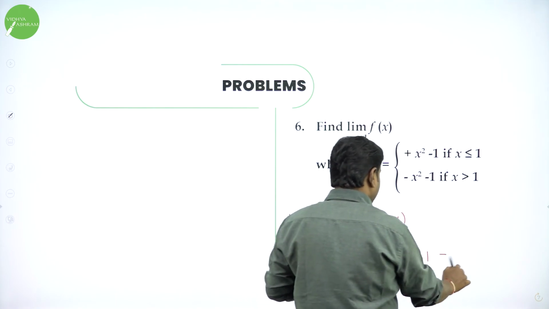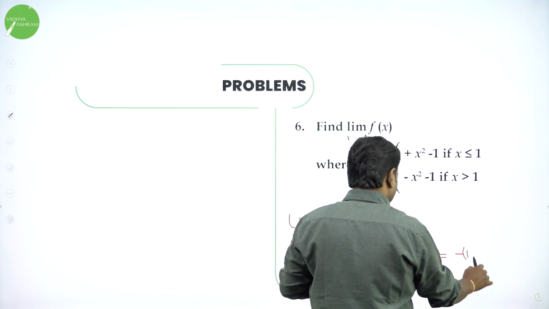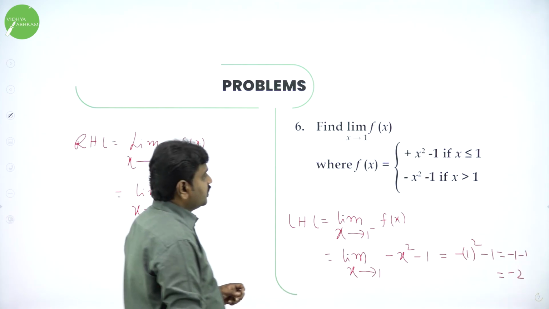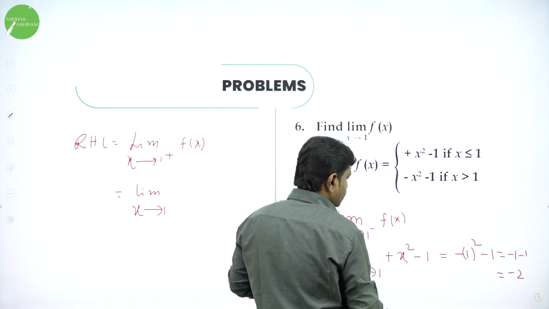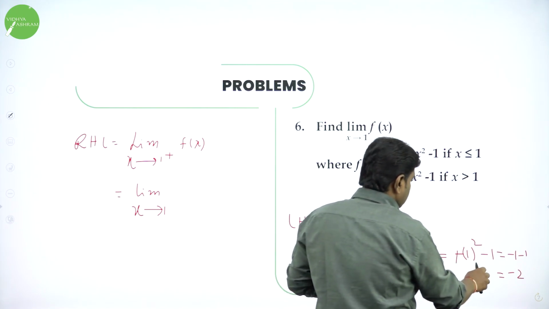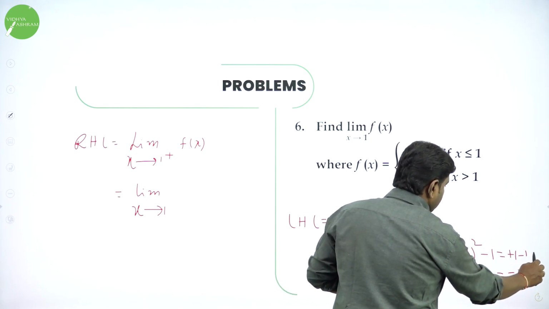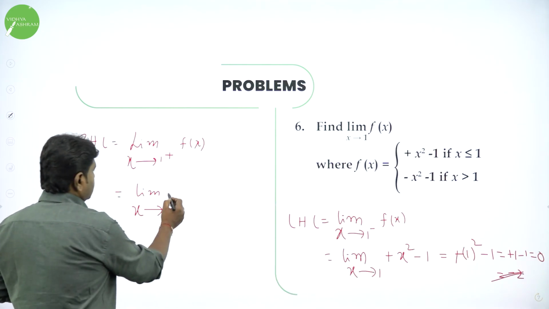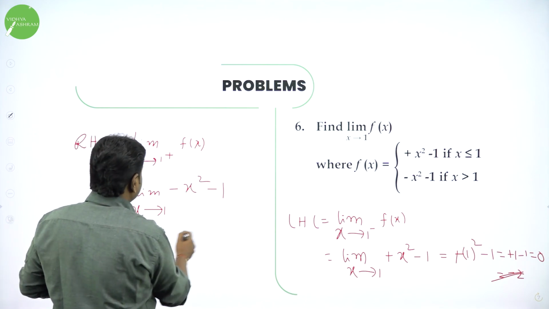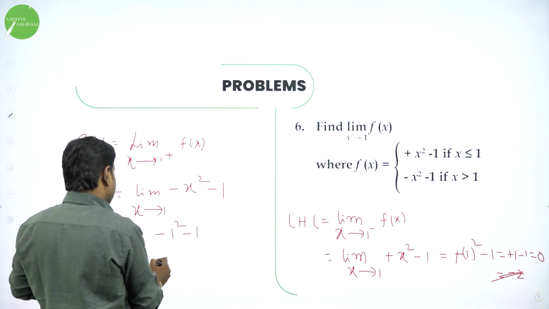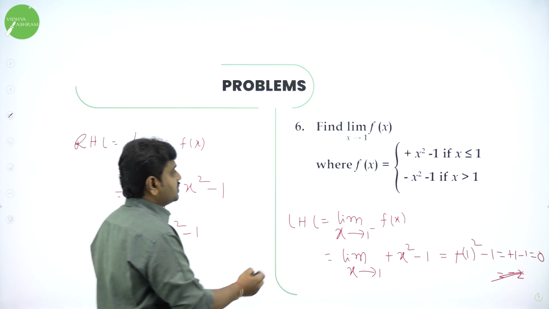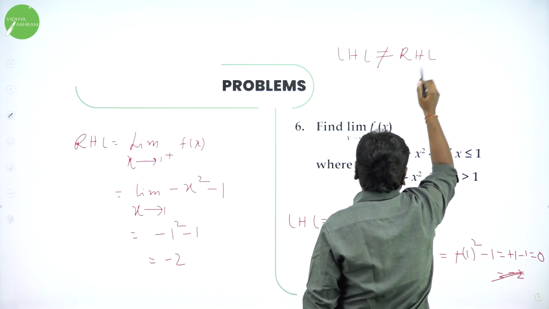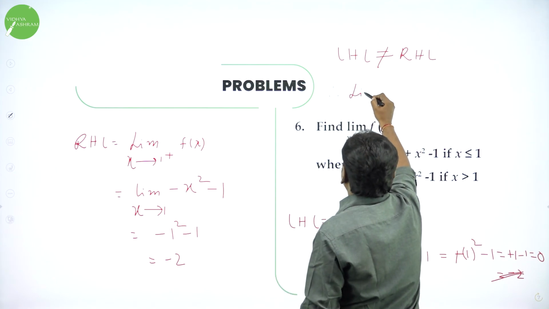Sorry, when x is less than 1, it is positive x square. So positive x square, it will become 1 square minus 1. It will be 0. LHL is 0. Greater than 1 is RHL. RHL is minus x square minus 1. In the place of x, if I put 1, minus 1 minus 1 is minus 2. So limit does not exist. So here LHL value is not equal to what? RHL. So therefore limit does not exist.